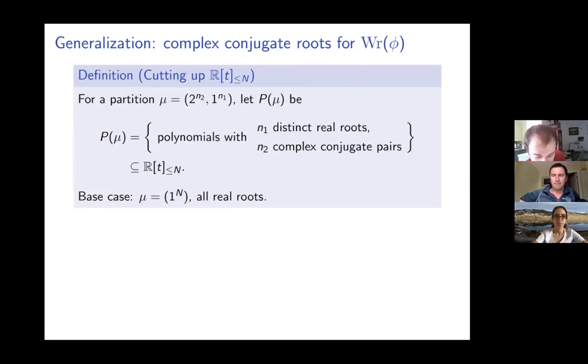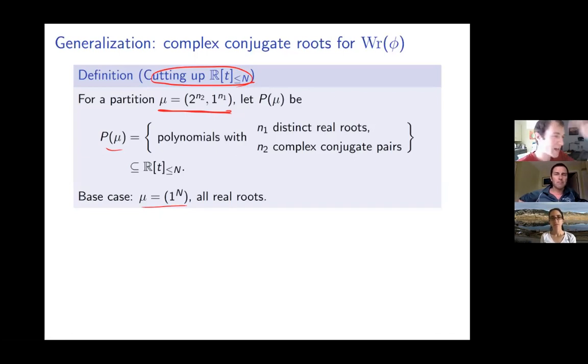I have a bunch of notation here. Basically, we go to our space of real polynomials and we cut it up every possible way. So we specify a partition of 2s and 1s. This just means we have some number of 2s, some number of 1s, and we consider the set P of mu polynomials with our specified number of distinct real roots and specified number of complex conjugate pairs. And these decompose the space of polynomials of degree n into these chunks. As a base case, the case of all 1s corresponds to all real roots.